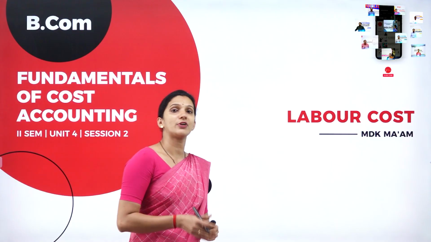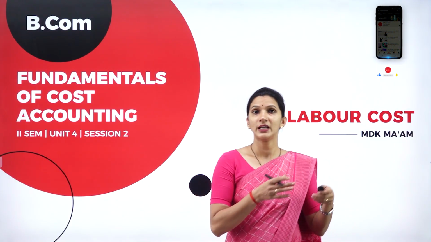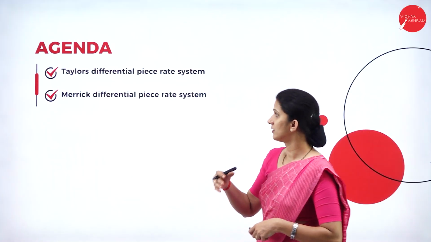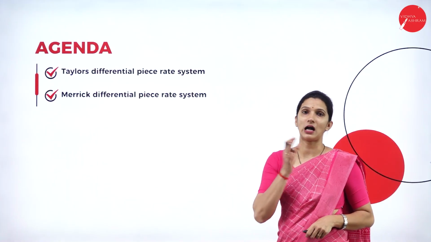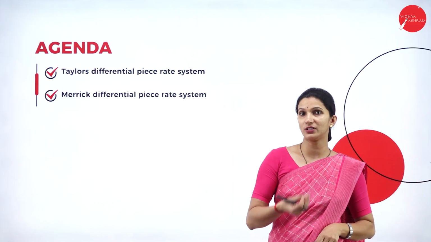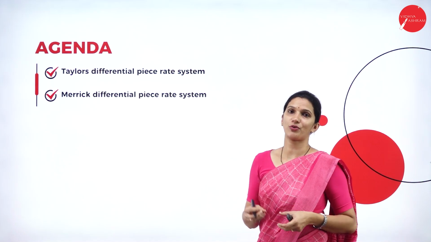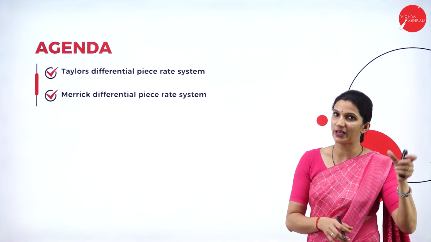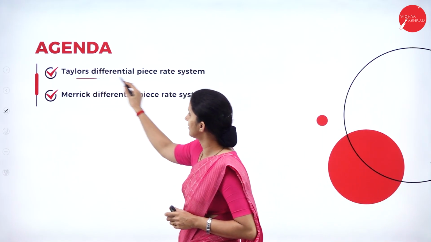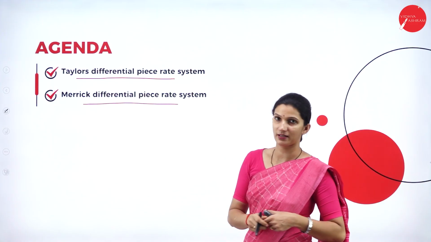So in today's session, we are going to discuss two important systems, that is the piece rate system. In the previous sessions, we have seen the time rate system under Halsey's and Rowan's plan, how to calculate the total wages based on the time rate. Under the piece rate system, the payment is based on the number of units produced by the workers. So we have two plans: one, Taylor's differential piece rate system, and then Merrick's differential piece rate system.